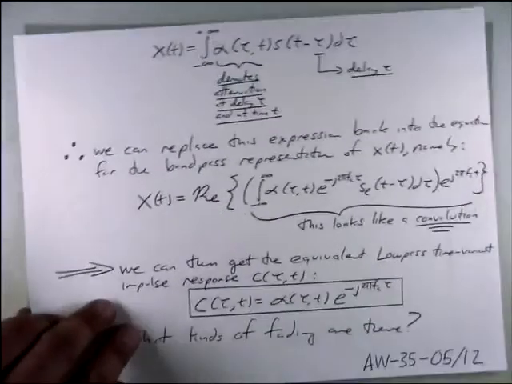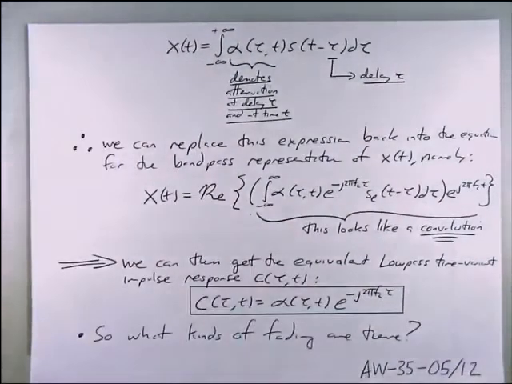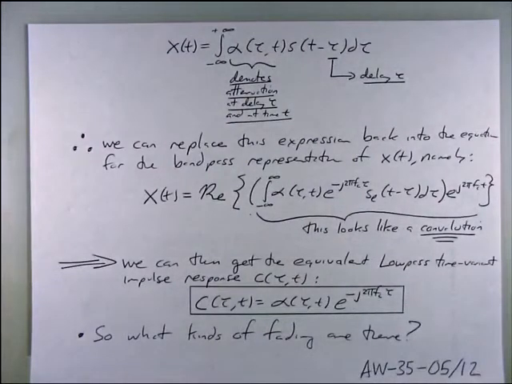Essentially, we can model x of t. And remember, we're going back to the passband. What we can do is take our signal, S of t, and first of all, integrate across all delays. So all possible delays, all possible attenuated values of all those delayed values across all time. And that will be our X of t.